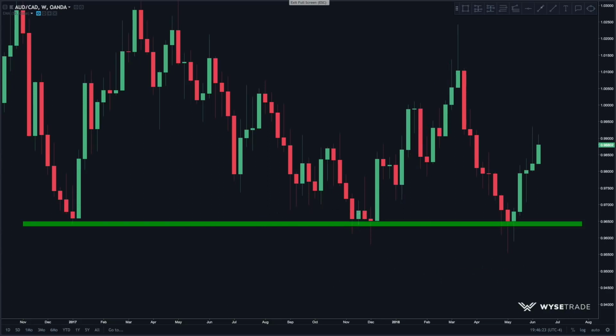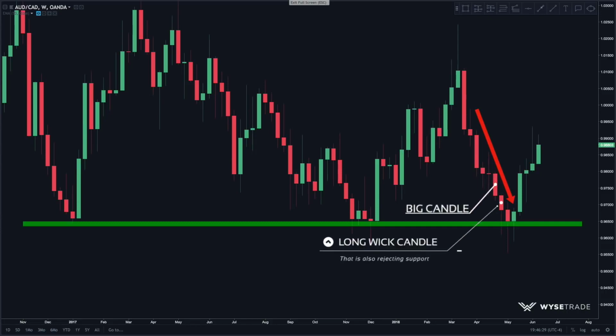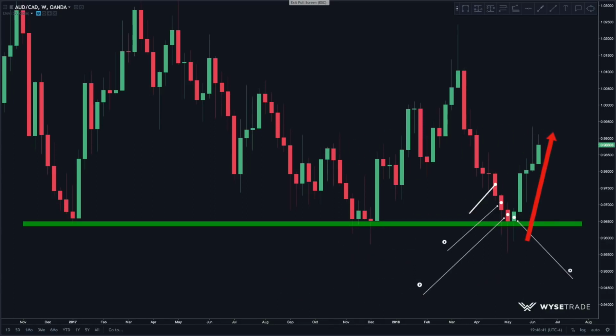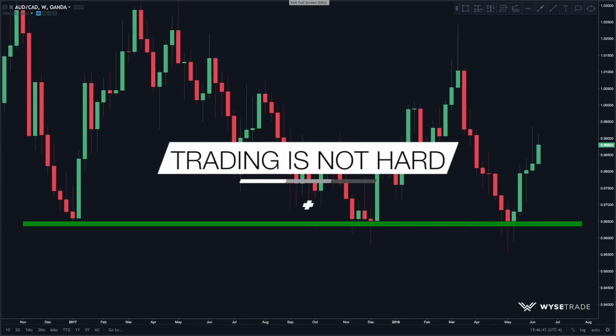This occurs again once price comes back down to this area. We have a big candle and then a smaller long wick candle rejecting support, another perfect long wick candle rejecting support, and then a perfect green inside bar long wick candle rejecting support. And then price reverses upwards. Trading should not be hard if you know what you are looking for. Let's do one more example.